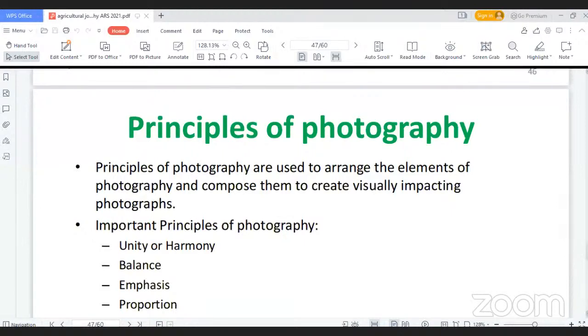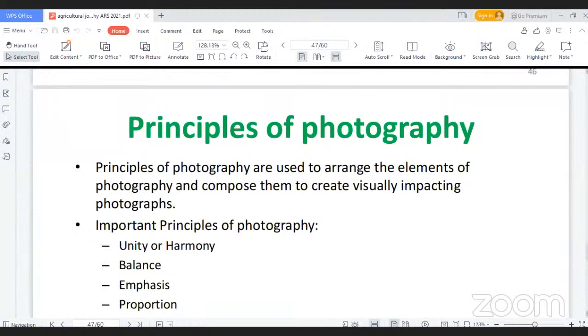Now we'll discuss the principles of photography. And after that, if time permits, we'll discuss different radio formats and TV formats. Yeah. So, principles of photography.